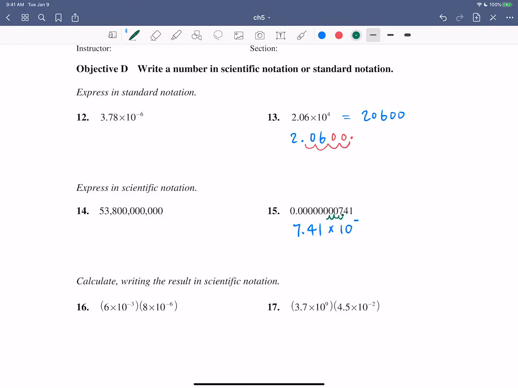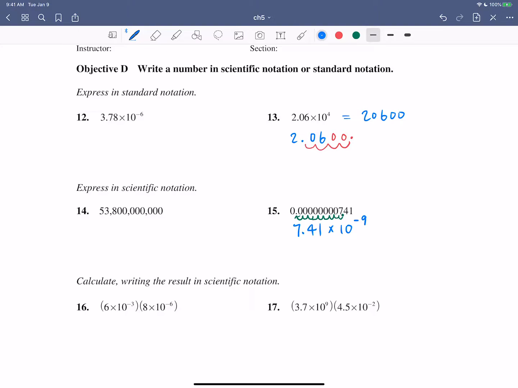1, 2, 3, 4, 5, 6, 7, 8, 9. Looks like we need to move it to the left 9 times. Therefore, the value here is 9, and the scientific notation reads 7.41 times 10 to the negative 9.